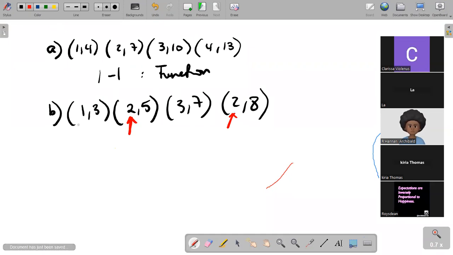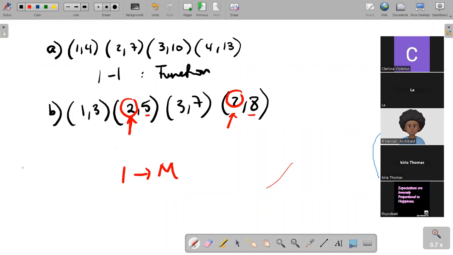No, listen, look at it. This isn't the same two. So that isn't one number going to different numbers. So 2 going to 5 and 2 going to 8. That isn't many numbers going to one number. You see the difference? Why it's not a many to one? Because it is one number going to many numbers. Do you see it, my people?